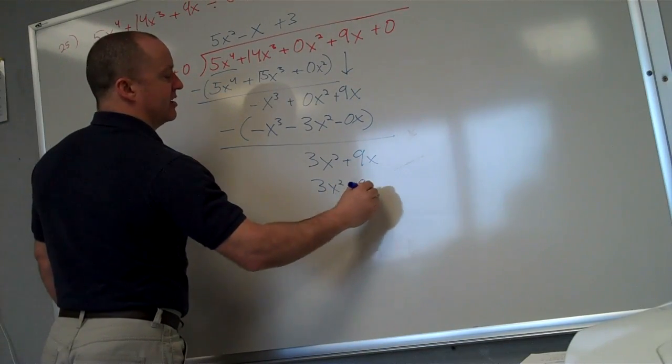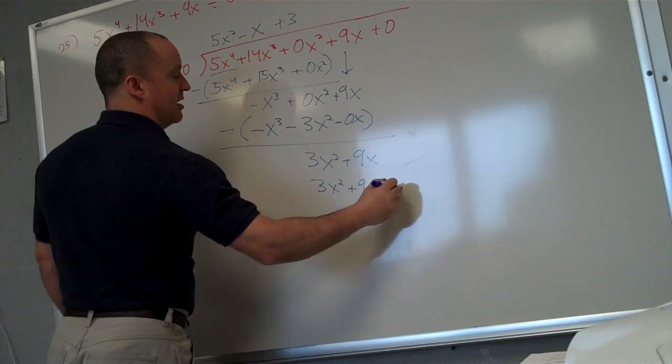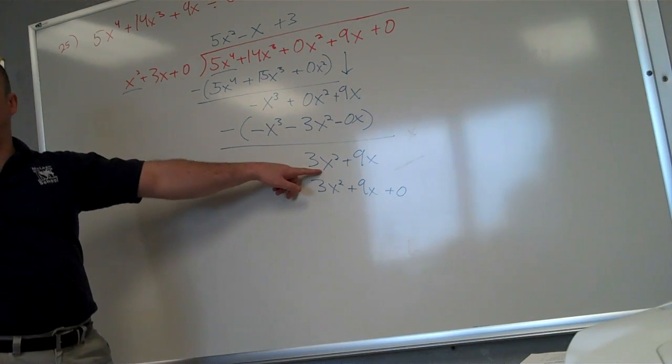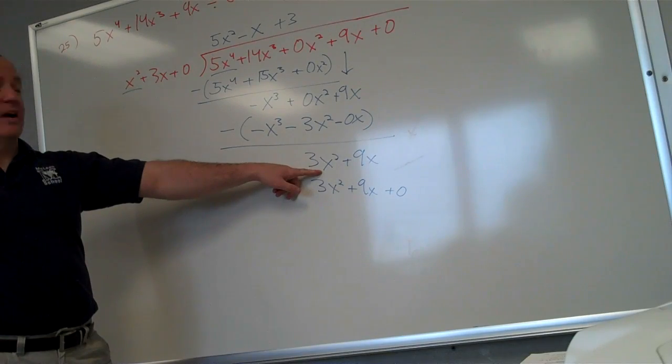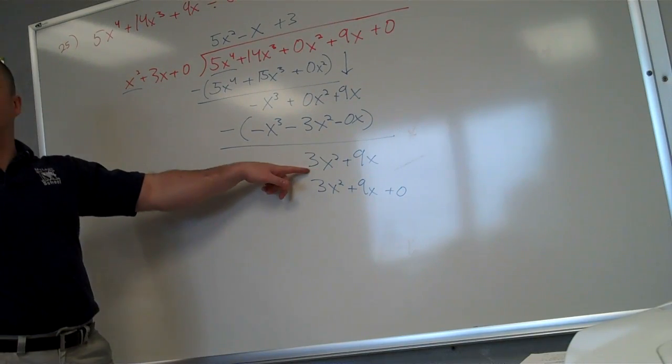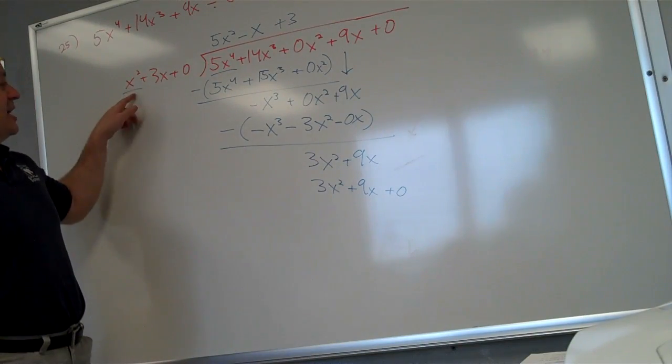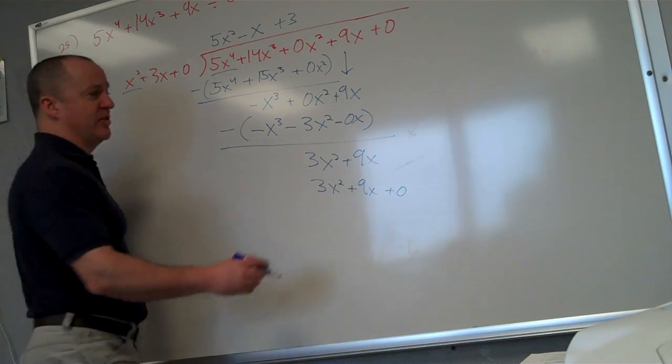plus 9x. Wait, can you explain how you got 3 again? Sorry. I asked myself, what times x squared would get me 3x squared? And what times x squared would get you 3x squared? 3. Just plain 3. So whenever you have to multiply by this to make it cancel with that.